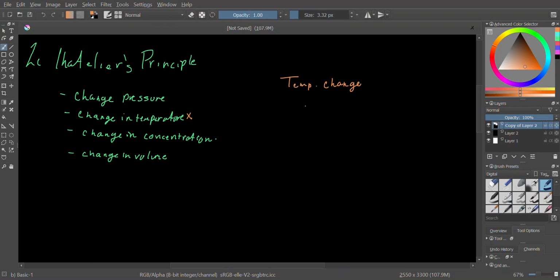Right, so again, generic equation, A plus B yields C plus D. And let's say that this has an enthalpy of 87 kilojoules. And then we have a temperature increase. Right, so we see right here that our delta H is positive, right?